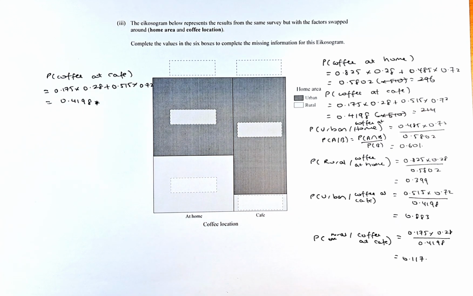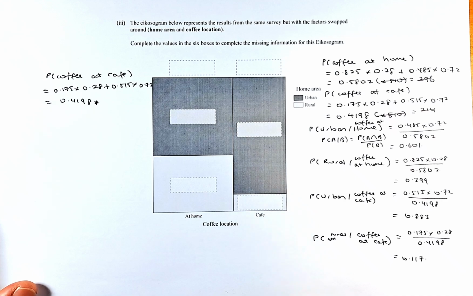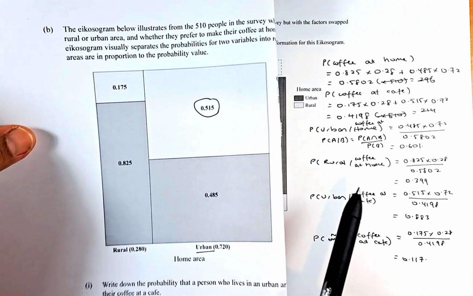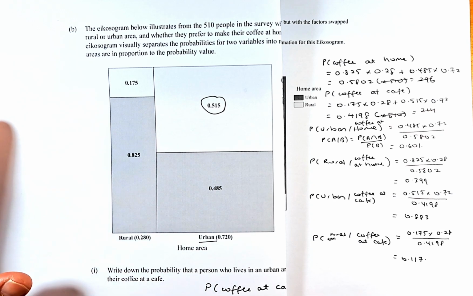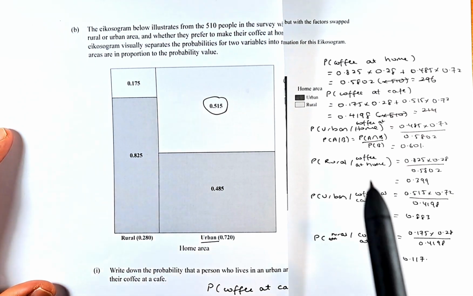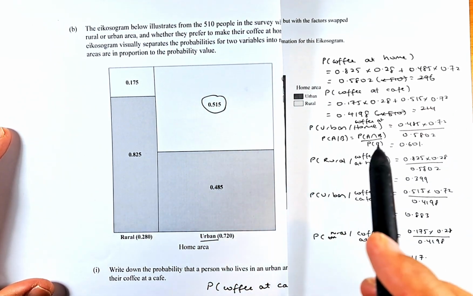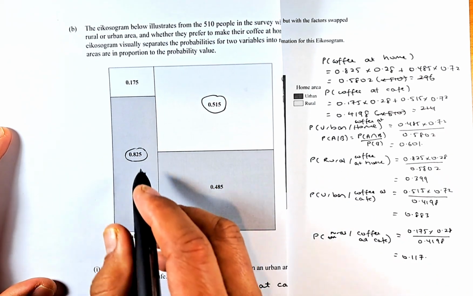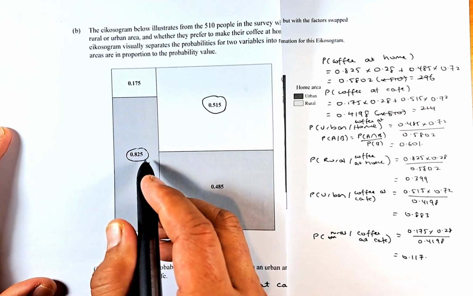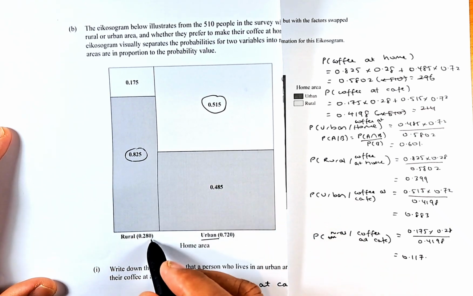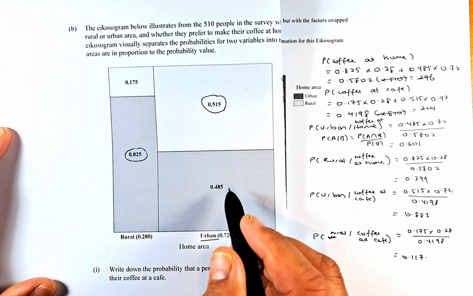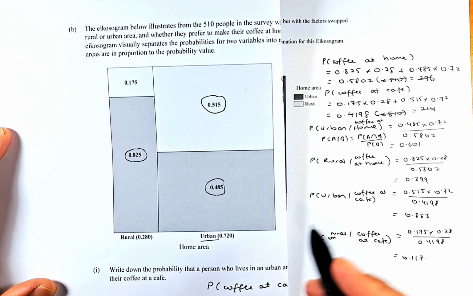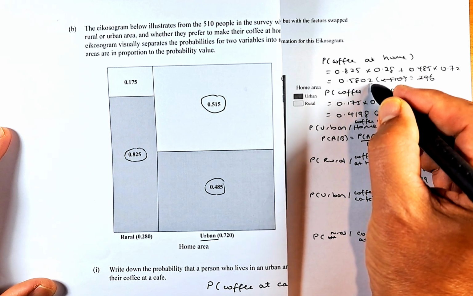To calculate the probability of coffee at home, we have to use the previous question, so we copy it here. Coffee at home is going to be 0.825, this number here, multiplied by rural, so 0.825 times 0.28, and then you add 0.485 multiplied by 0.72, and the answer is 0.5802.